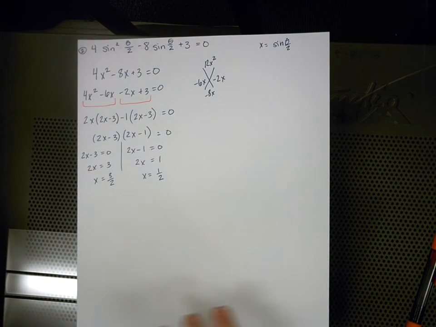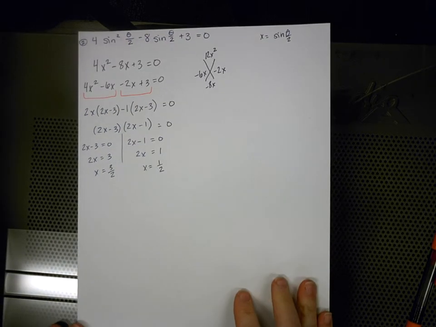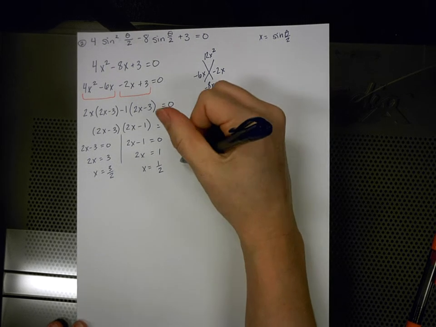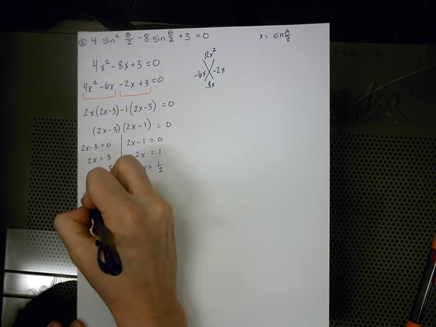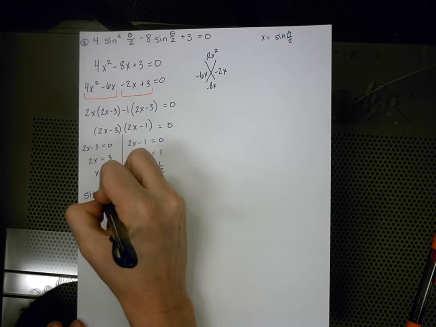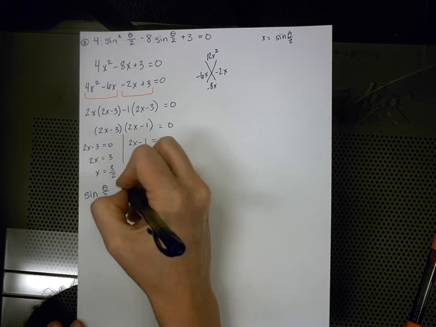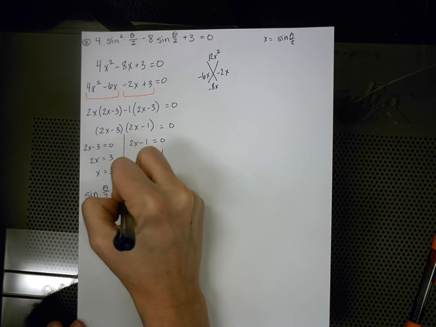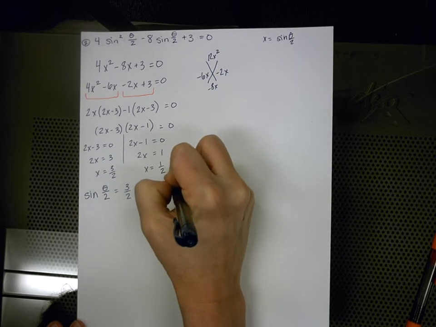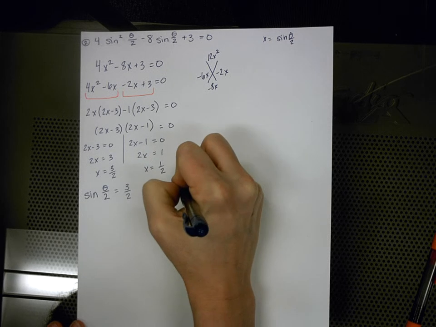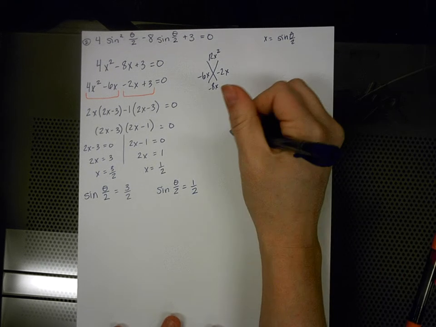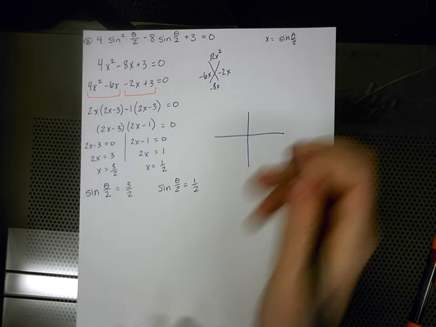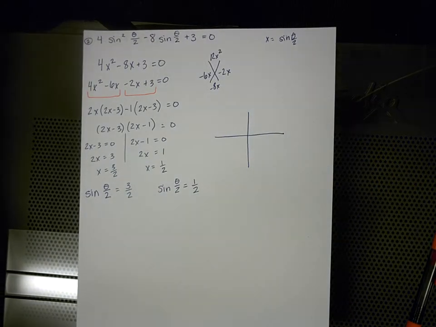And now let's go ahead and substitute sine back in. So for these two values here, I have sine of theta divided by 2 equals 3/2, and sine of theta divided by 2, or theta over 2, equals 1/2. So let's take a look at what that's going to look like on the unit circle. So let's talk about sine of theta over 2 equals 3/2.